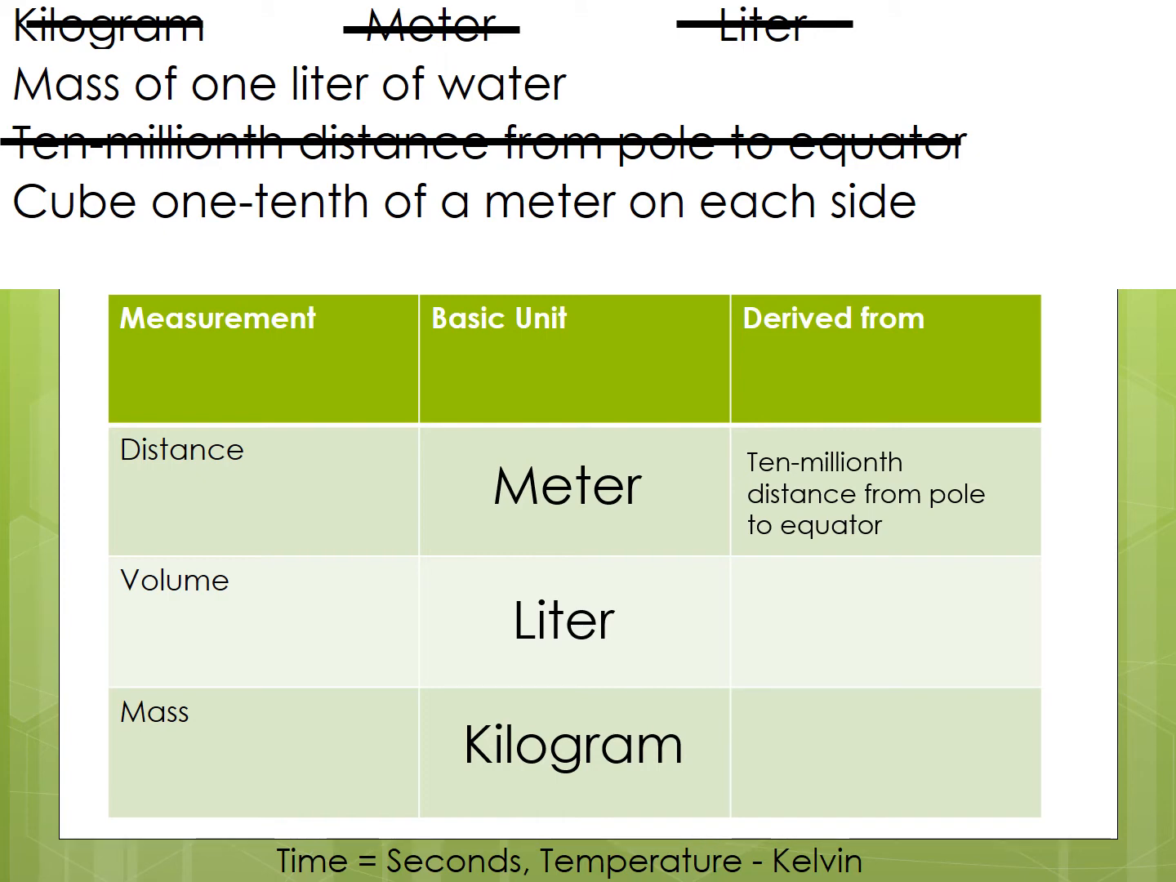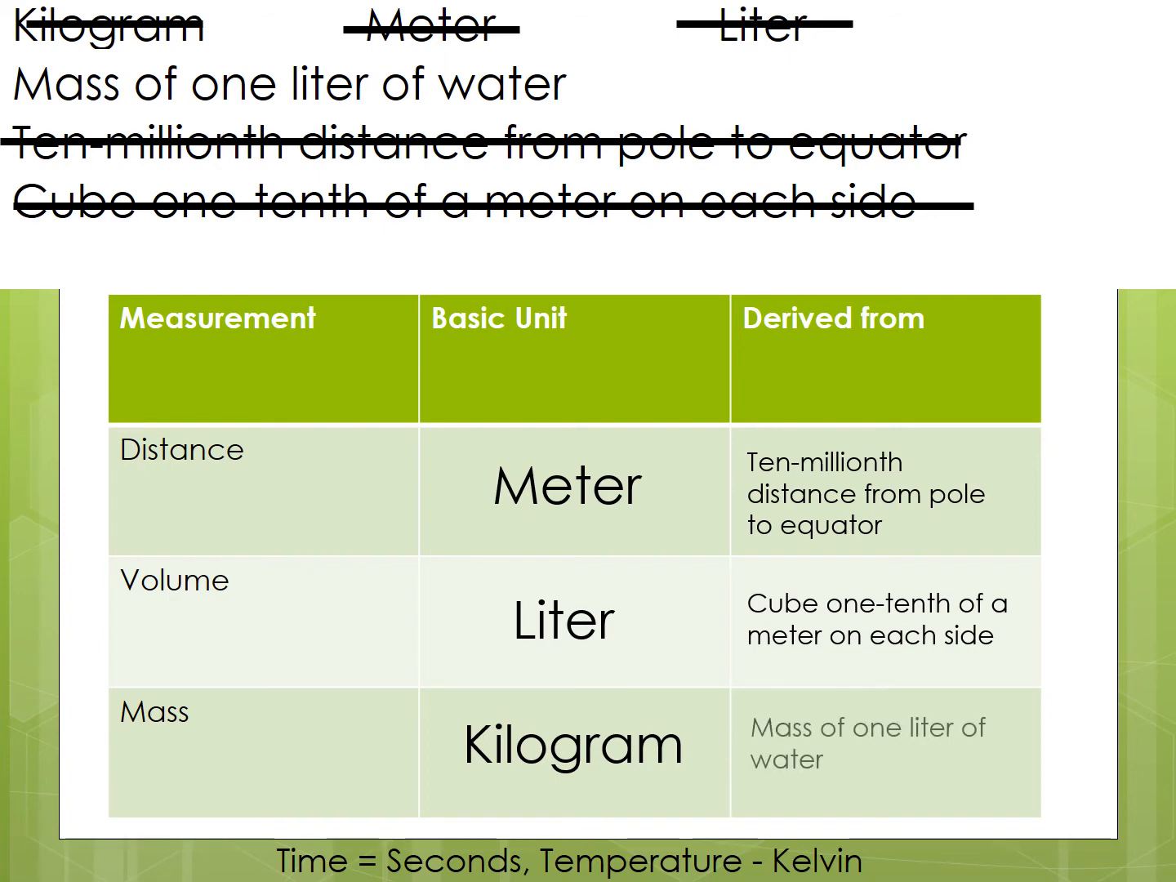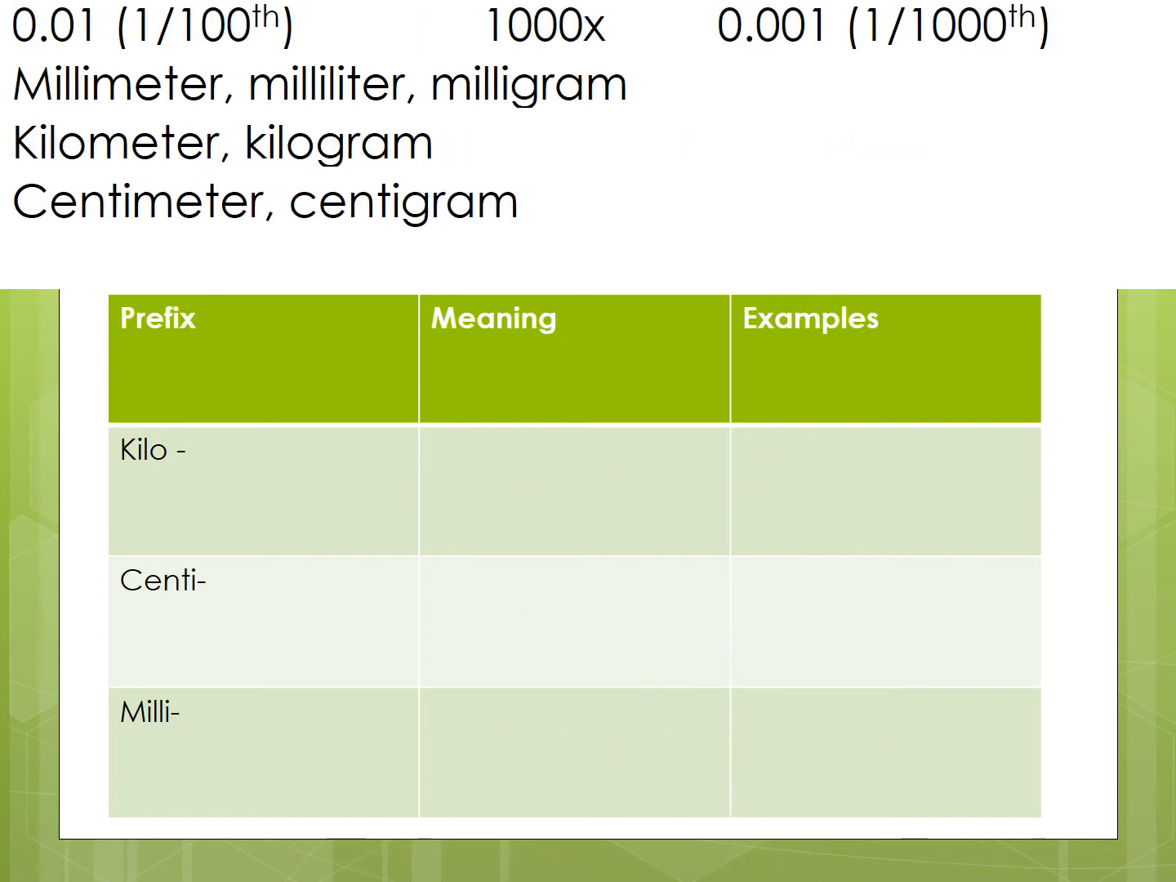So it's 10 millionth of the distance is the meter. Liter is 1/10 of a meter on each side of a cube. And a kilogram is the mass of 1 liter of water. So that's how they were derived from the French. Kilo means 1,000, so it's 1,000 times the base.